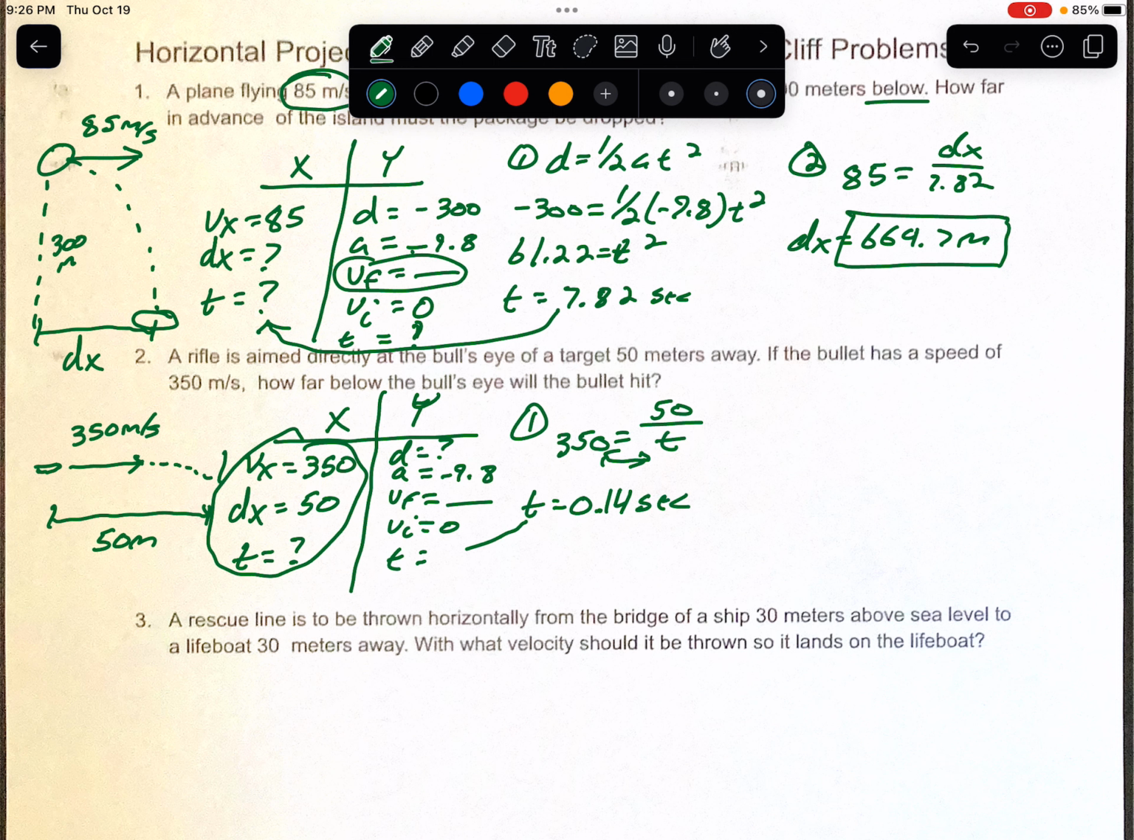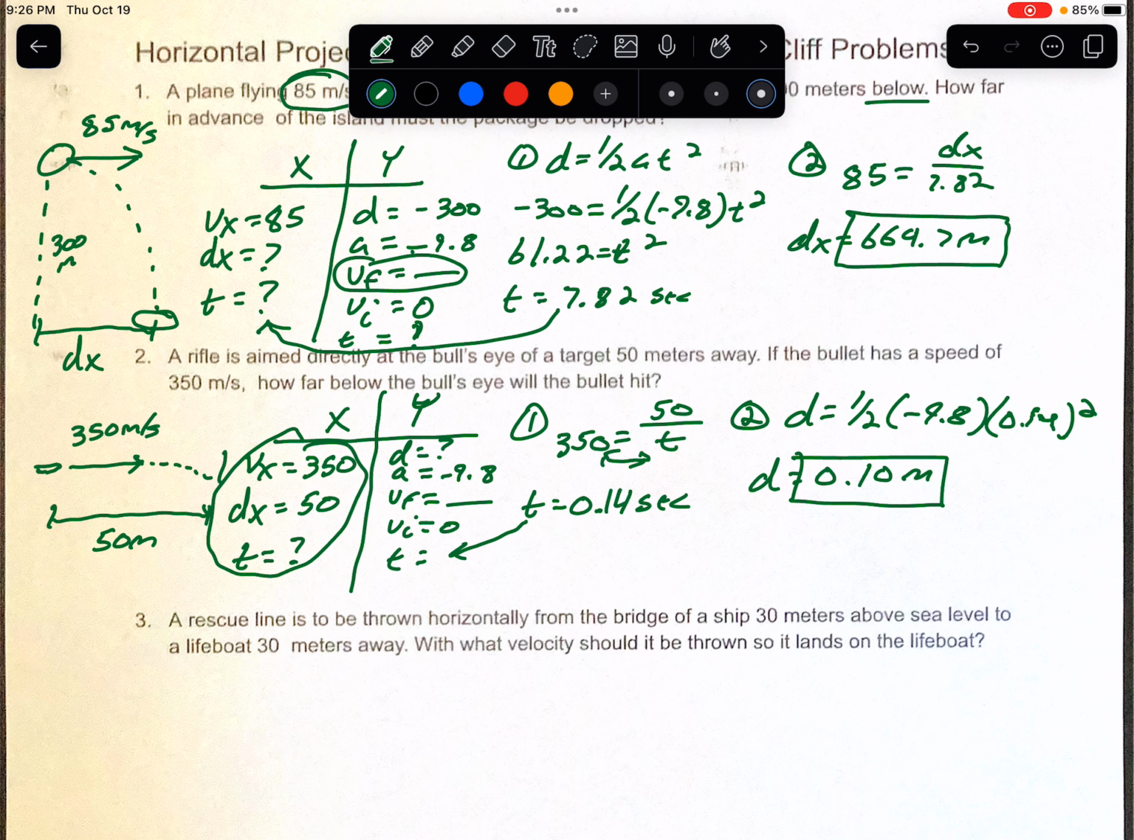Now, that time can be used here. Now we can do our Daffy T completely. So we're going to use that third equation, d equals 1/2 at squared. So d equals 1/2 a, which is negative 9.8, t is going to be 0.14, and that is going to be squared. If you multiply that all out, you're going to get a distance of 0.10 meters. So that is how far it drops below that target.